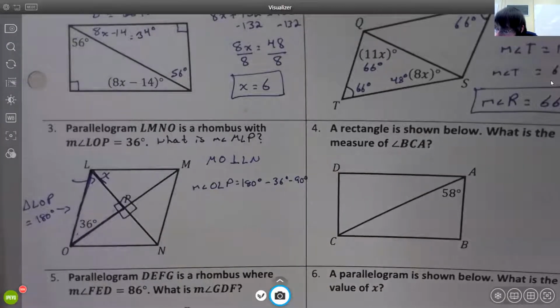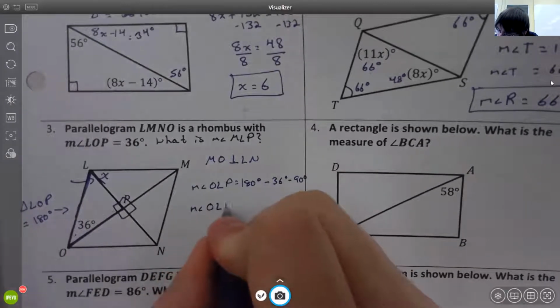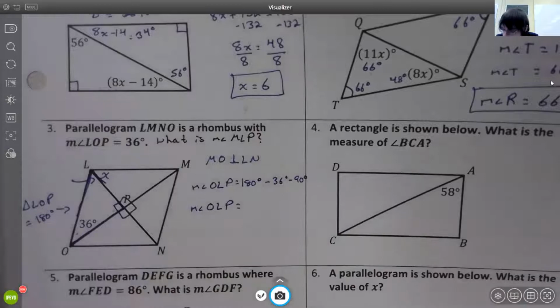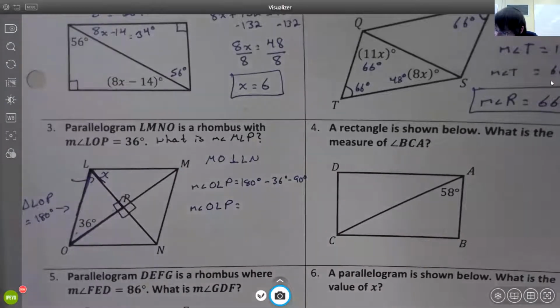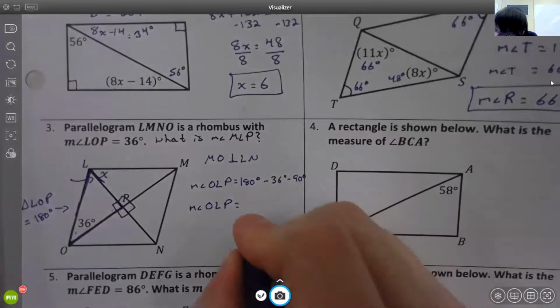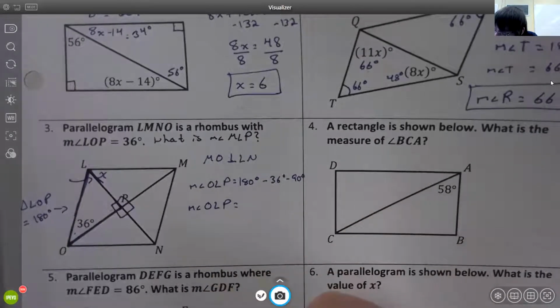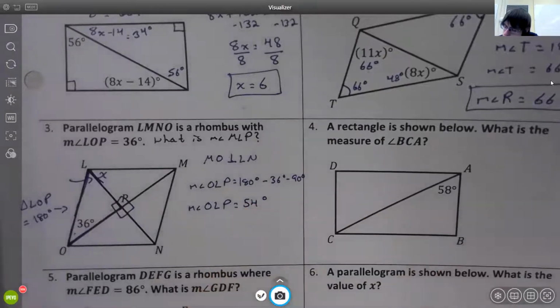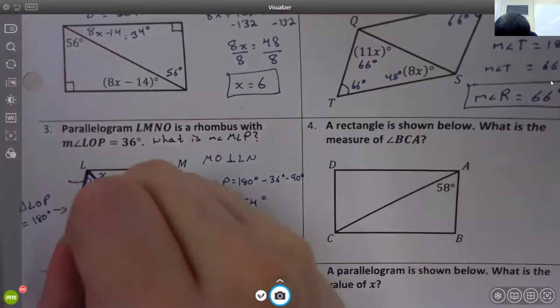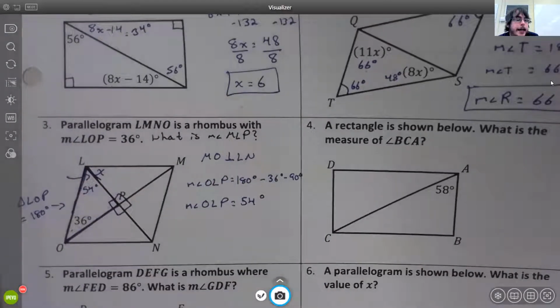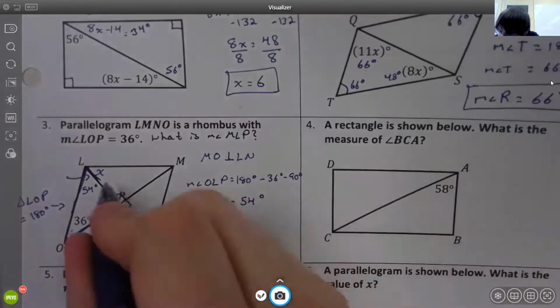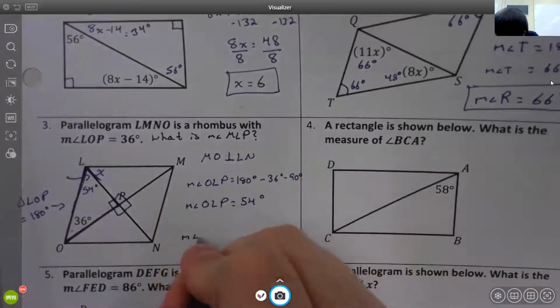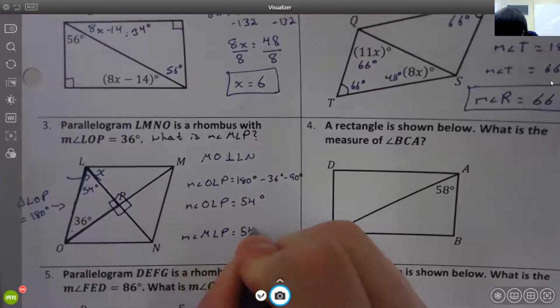And if we do that, we find that the measure of angle OLP is equal to 54. Is it 54? Yes, 54. Okay, so this angle is 54 degrees. And since these diagonals bisect the angles, that means that X must also be 54 degrees. So the measure of angle MLP is 54 degrees.